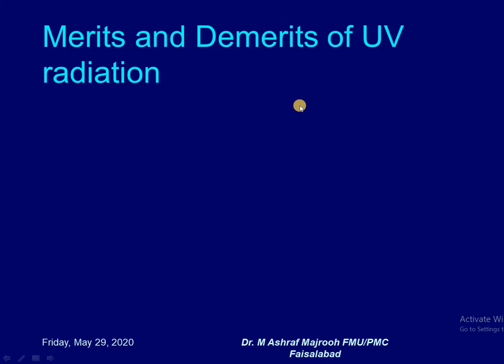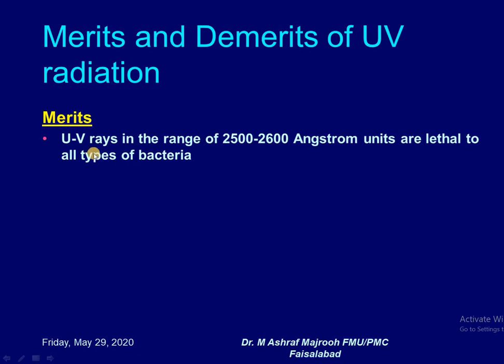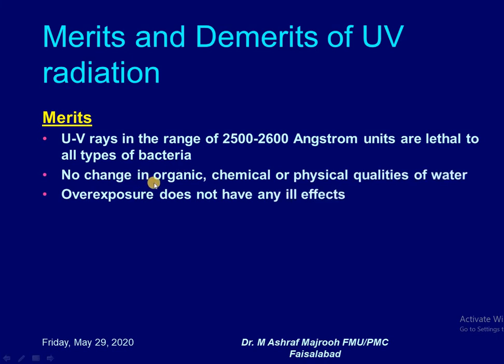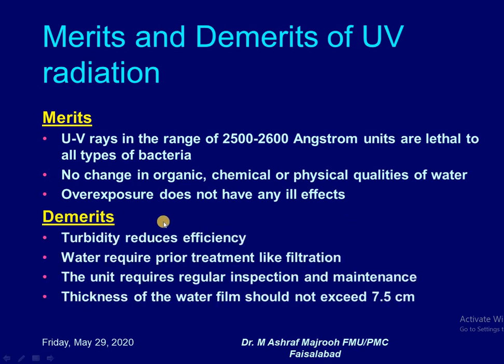The merits and demerits of UV radiations: UV rays in the range of 2500 to 2600 angstrom units are lethal to all types of bacteria. There is no change in the organic, chemical or physical qualities of the water. Overexposure does not have any ill effect. The demerits: turbidity reduces the efficacy.